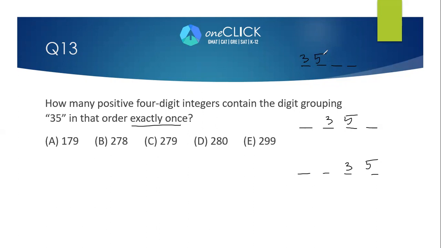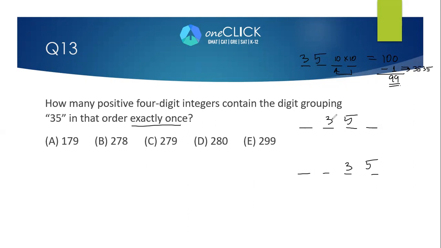Okay. So if it is 35 here, now let's quickly count this. This can be filled in 10 options. This has also got 10 digit options, right? 0 to 9, 0 to 9. So 10 into 10, there will be 100 such cases. Minus one such case where you have got 3535. So that's 99.